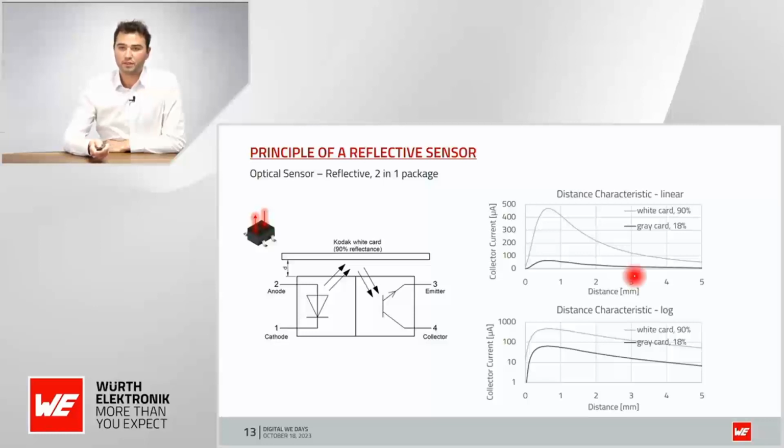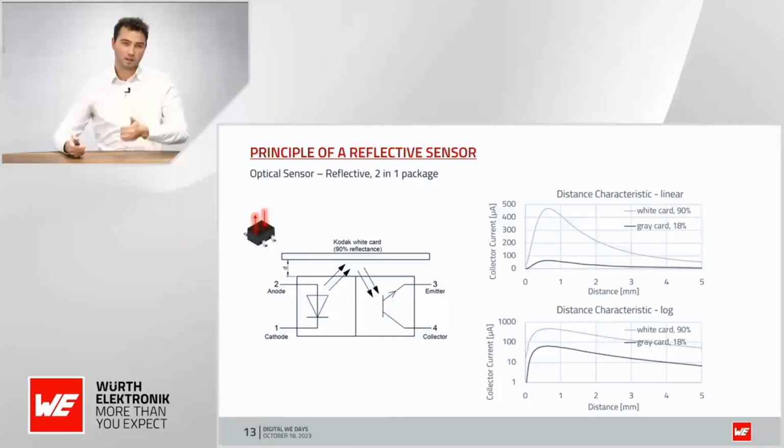What's also interesting to see is that depending on the object that I'm looking at, I get very different output currents at the collector. Here I have once a measurement with a white card, which has a 90% reflectivity, and once with a gray card, which has an 18% reflectivity. You see already a lot of difference. So the detection result for this simple kind of sensor will strongly depend on the surface properties, or on the color of the object that you are detecting. But of course, it will also depend on the orientation.